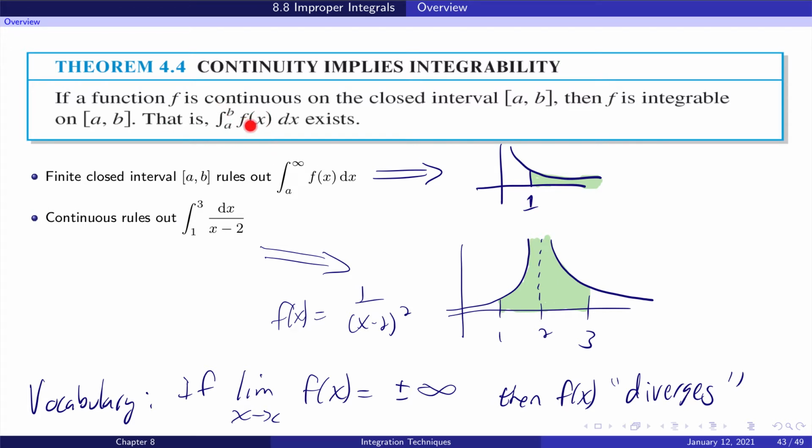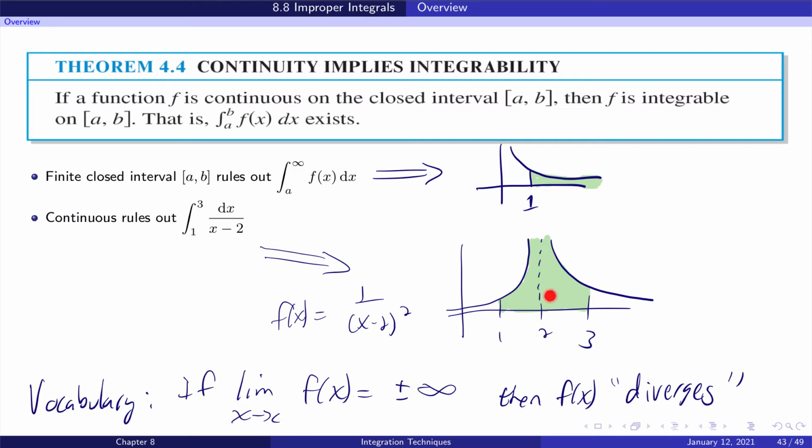But there are many cases where these two requirements, continuous and closed intervals, do not apply. For example, if I have what looks like a reciprocal function, and if I want to find the area under the curve from a constant up to positive infinity, according to theorem 4.4, that's not allowed. The second case is, what about places where you don't have a closed interval or it's not defined at a certain point? For example, this rational function is not defined at x equals 2, but we still might want to find the area under the curve between 1 and 3.